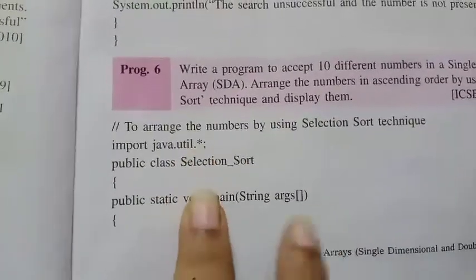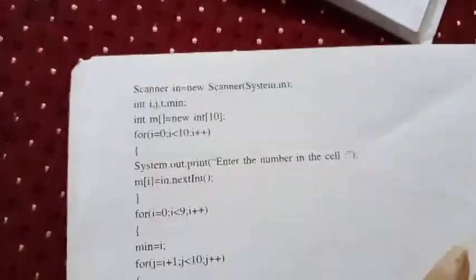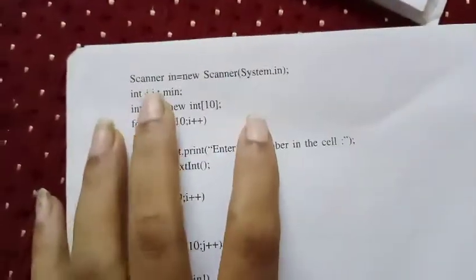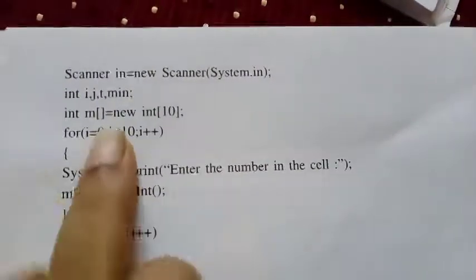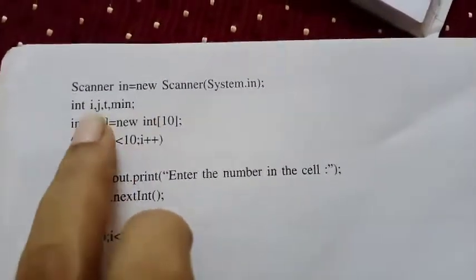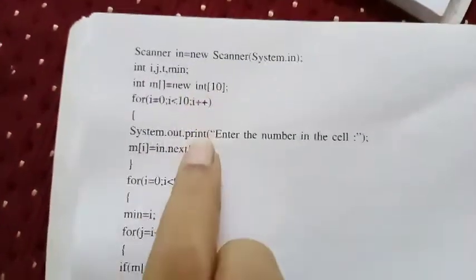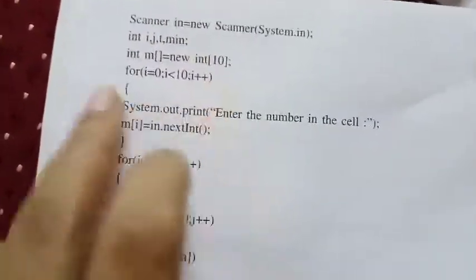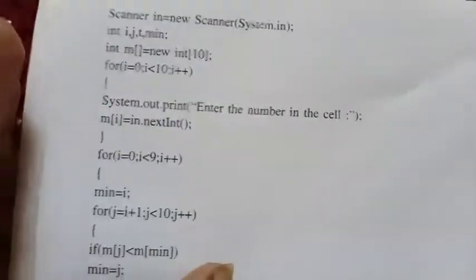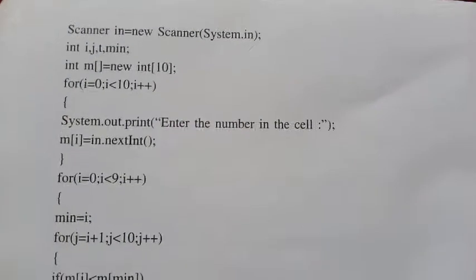So same thing, util package, then your class name SelectionSort, then void main. We are going to enter into the loop now. So in selection sort, this is your scanner class declaration, and int i, j, t and m. i is for your loop, t is for your temporary variable, and m is to assign the minimum number. That is, we will be finding the lowest number and putting it to your left corner, right?